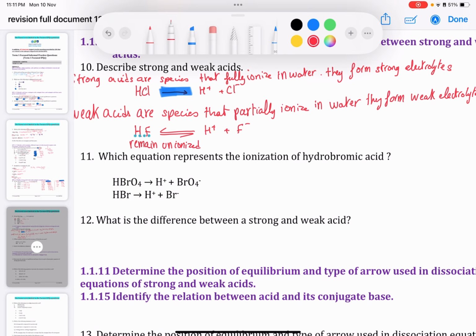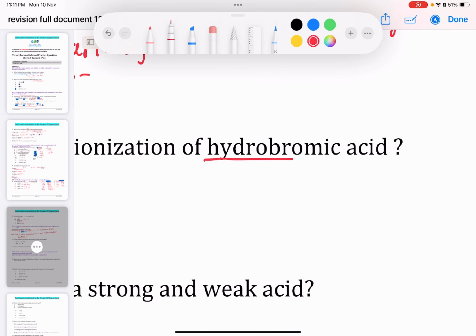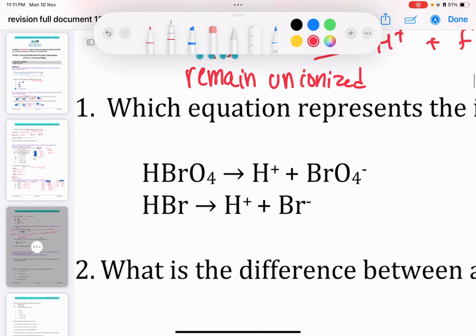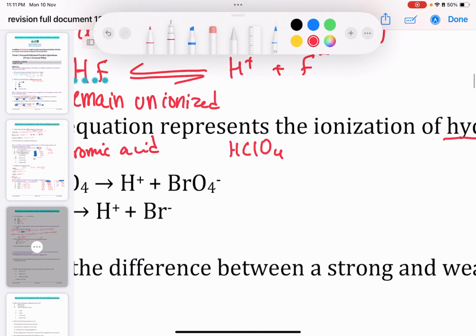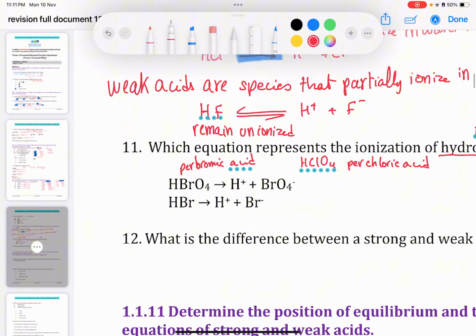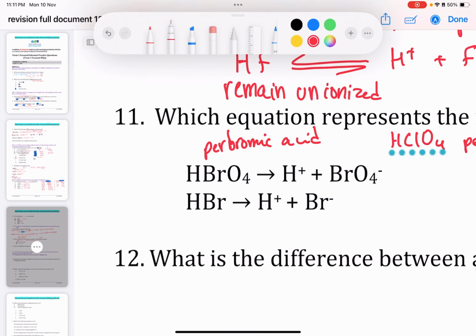Which equation represents the ionization of hydrobromic acid? Hydrobromic acid, that's HBr, and not HBrO4. This is perbromic acid. Just like HClO4 is perchloric acid, and HBrO4 is perbromic acid. Now this ionization is correct in terms of an ionization, but that's not the ionization of hydrobromic acid.